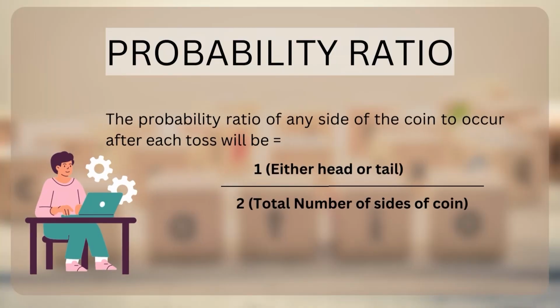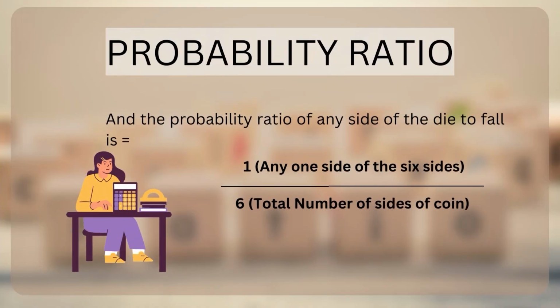As you can see on the screen also, the probability ratio of any side of the coin to occur after a toss is 1 by 2. There are 2 sides of a coin, head or tail, so each side has a chance to appear at a 1 by 2 ratio.